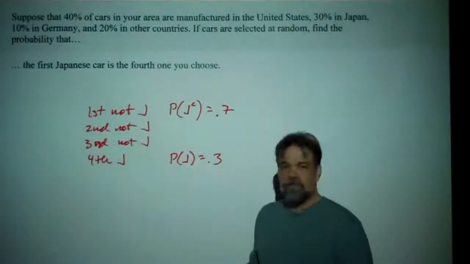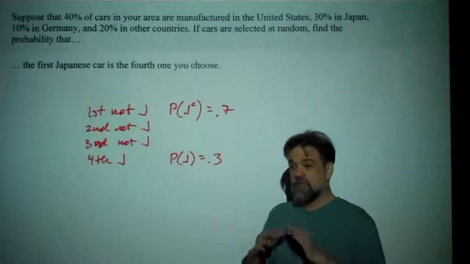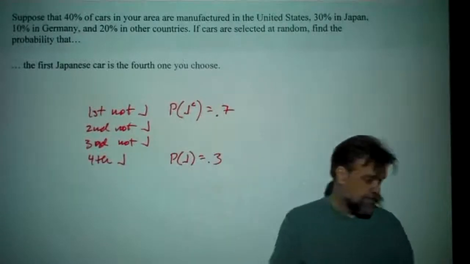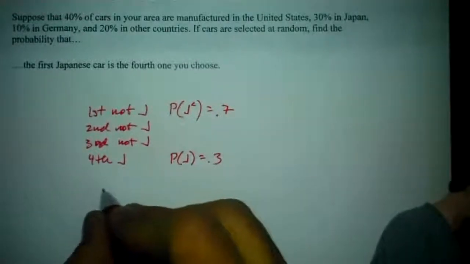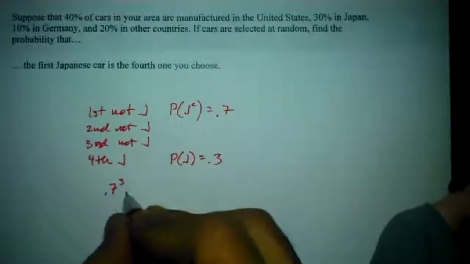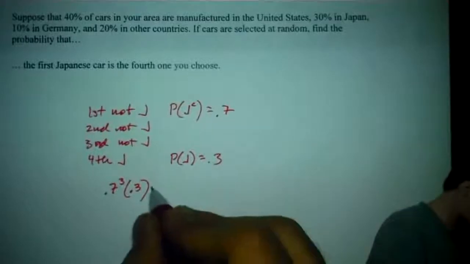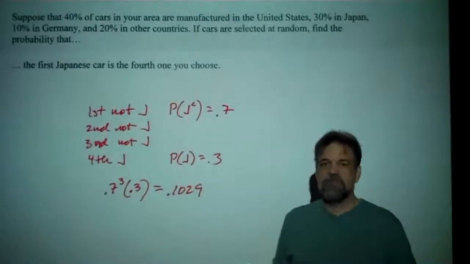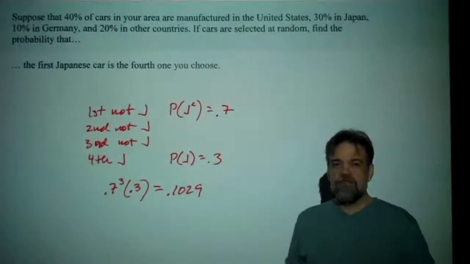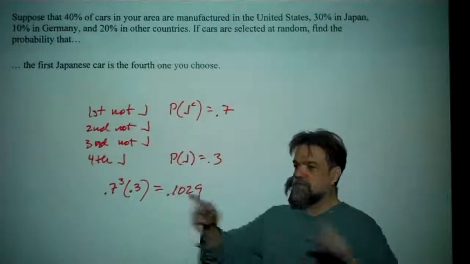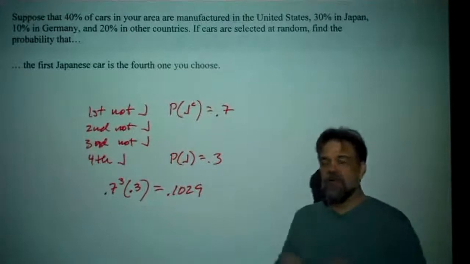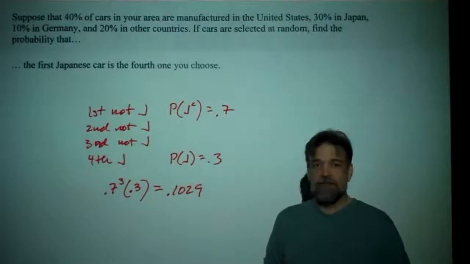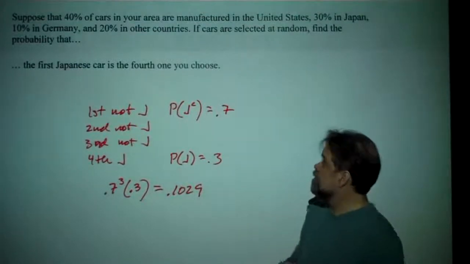And so what that means is we're going to use our multiplication rule, because these are four separate events. So it's going to be 0.7 times 0.7 times 0.7 times 0.3. So the probability is 0.7 cubed times 0.3, which is 0.1029, approximately 10%. So there's about a 10% chance that as I come over here and just start selecting cars at random, the first Japanese car that I see is the fourth one that I choose. That's not something that I would have just been able to rattle off just by looking at this situation.